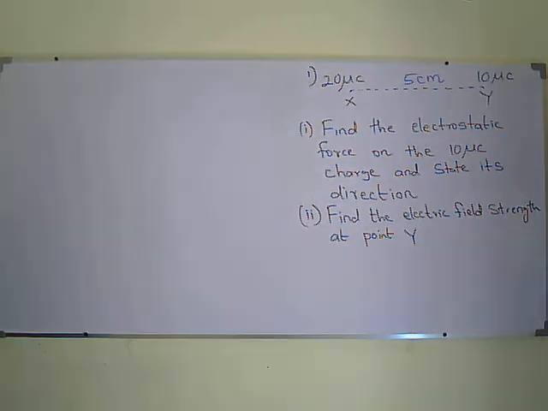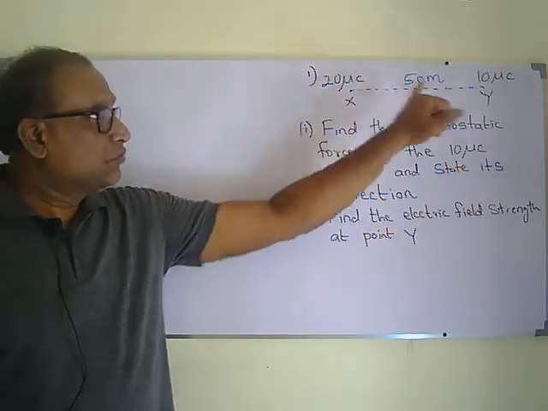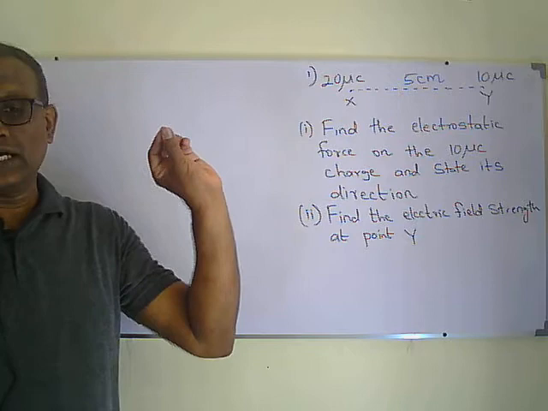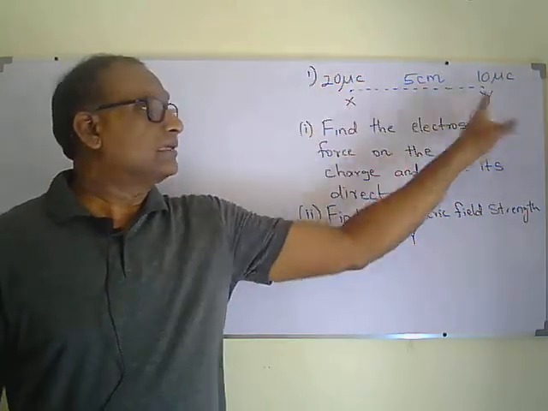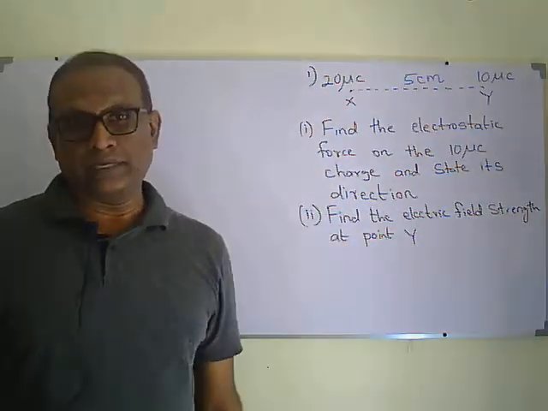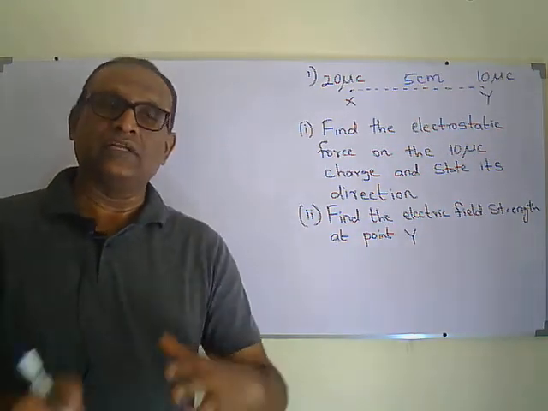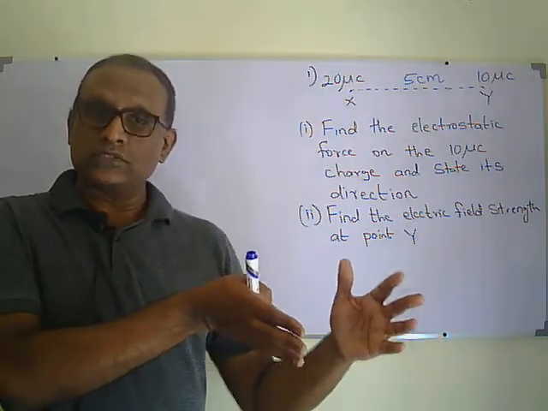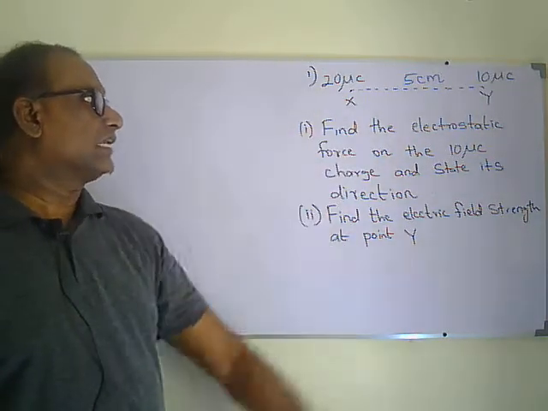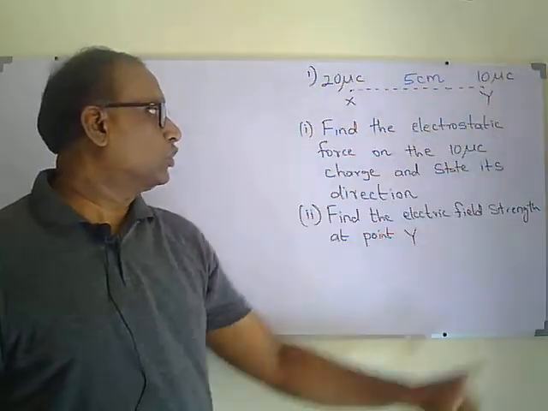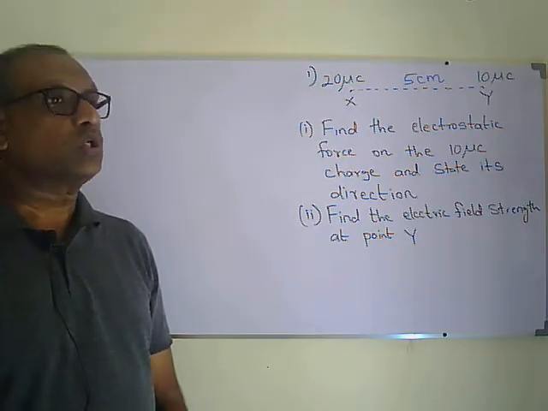So this is the first question. X and Y are two different points, and 2 point charges of 20 microcoulomb and 10 microcoulomb are kept there, with XY 5 centimeter apart. It is a very simple question, just to learn how to use these equations. First few questions, then we'll do mostly exam based questions. The first part: find the electrostatic force on the 10 microcoulomb charge and state its direction. That we can do directly using Coulomb's law.